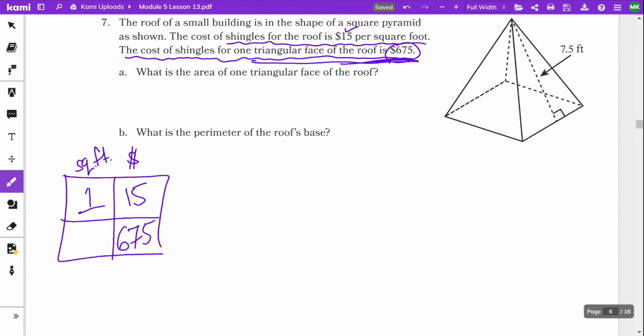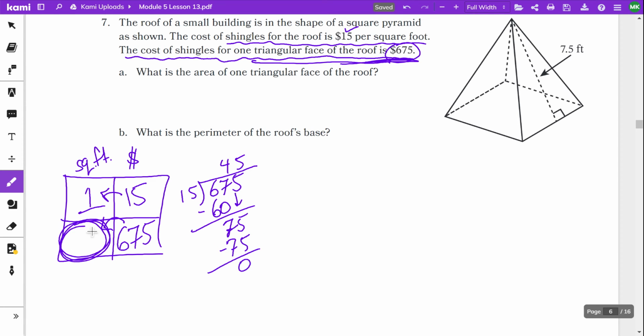So the question is, what is this guy over here? How many square feet is one triangle? So I can look over here and say, hey, I can divide by 15 to get one. So I'm going to divide by 15 over here. There's my 15, 67.5. That's going to go 4 times, for 60. I'm going to get my 7, bring down that 5. That'll be 5 times, for exactly 75. Okay, so a 45 goes in here. So the area of one face is 45.